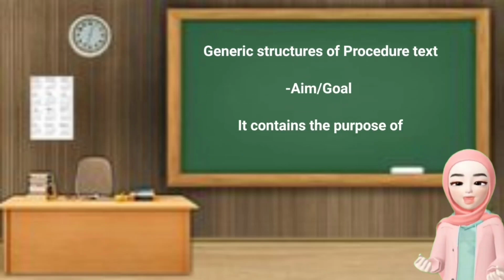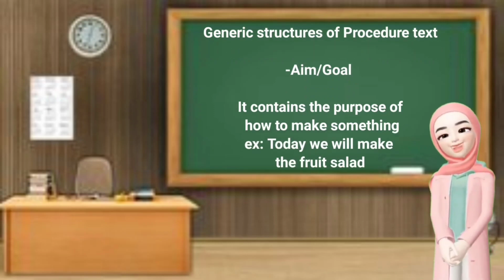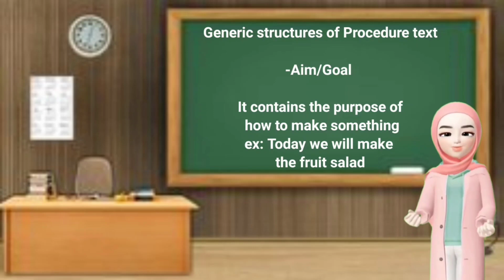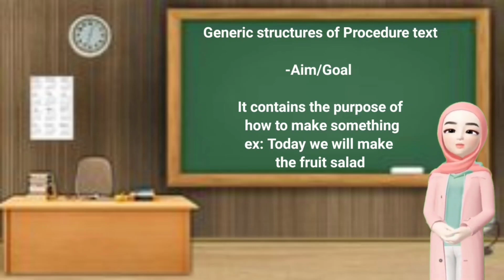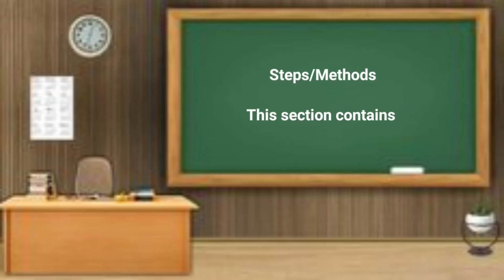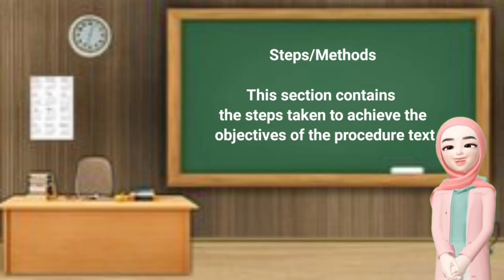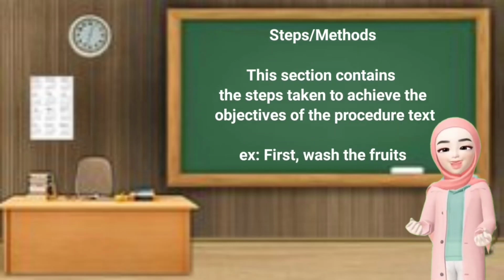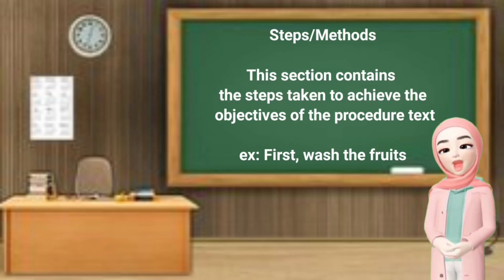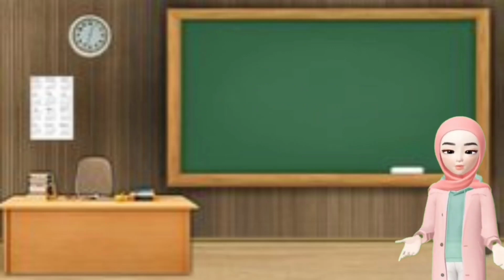Finally, we move to the generic structures of procedure text. The first is aim or goal. It contains the purpose of how to make something. Example, today we will make the fruit salad. The second generic structure is steps or methods. This section contains the steps taken to achieve the objectives of the procedure text. For example, first, wash the fruits.